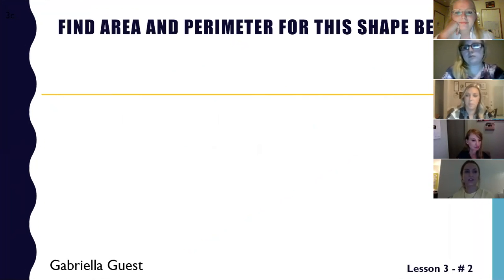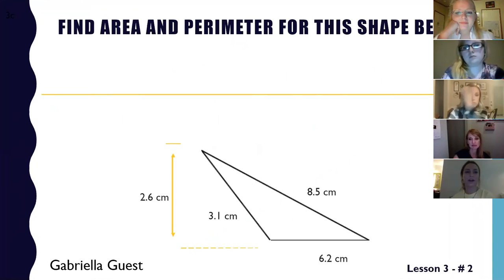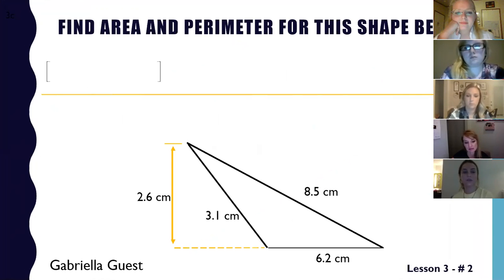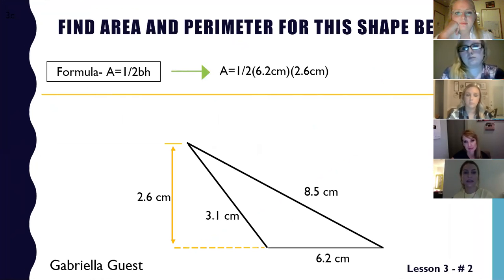Okay, and then we're going to do the same exact thing. So we're going to plug in our area formula, which is A equals 1/2 B times H. Then plug our numbers into it, and then we're going to get A equals 1/2 multiplied by 6.2 centimeters by 2.6 centimeters. And then we're going to get the area of 8.06 inches squared.